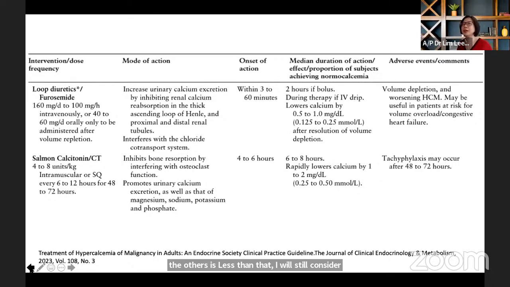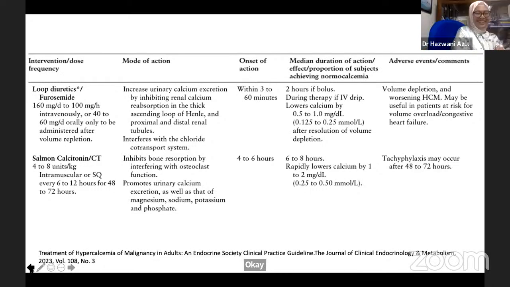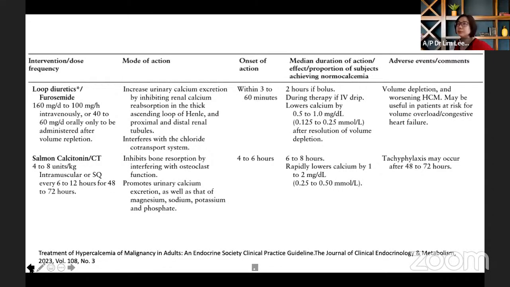Okay. So, as doctors, we tend to take the worst case scenario. Yeah. So, thank you very much, Hasmini. Also thank you very much to the audience. Very interesting session with a lot of Q&As.